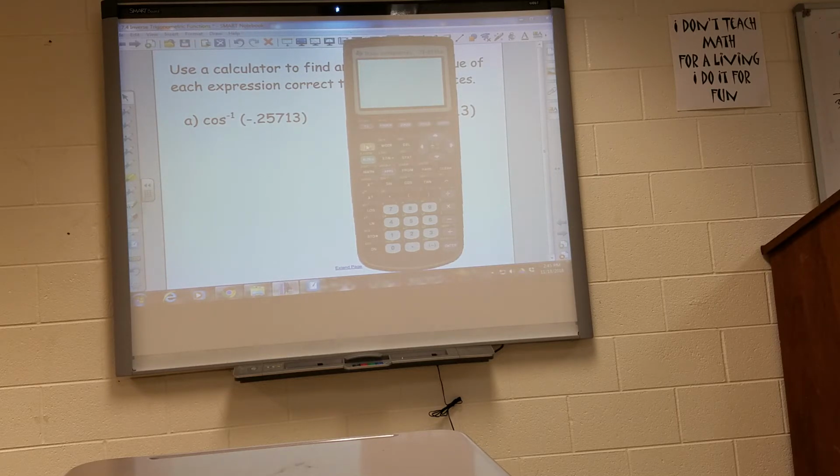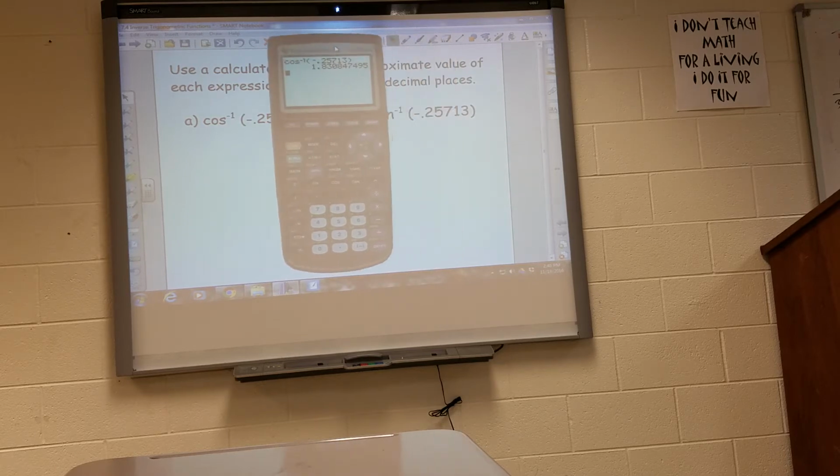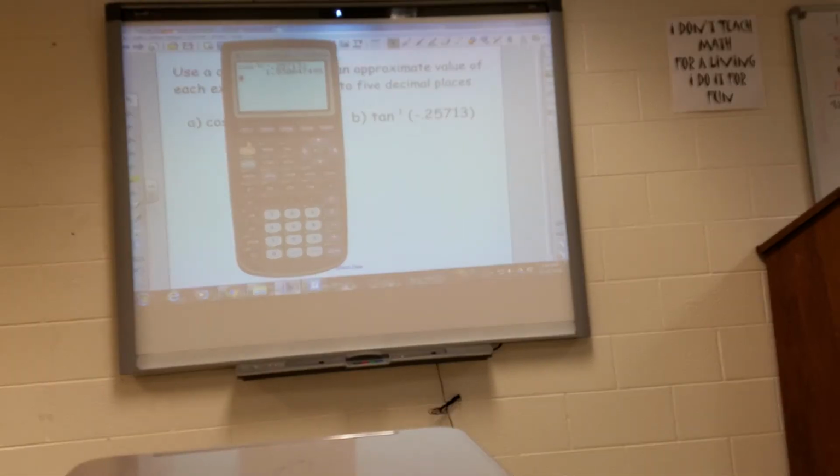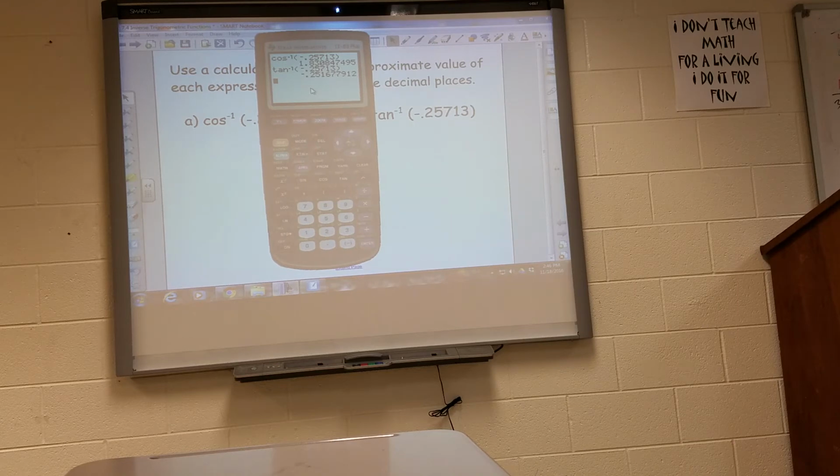And then I just do second cosine of negative 0.25713, and we get a value of 1.83045. Remember, they want it rounded to 5 decimal places. So since I got the calculator up, I'm just going to go ahead and do the inverse tangent. It's the same deal. It has to be in radian mode. Inverse tangent is just second in the tangent button, and then negative 0.25713. And that gives me that value there.